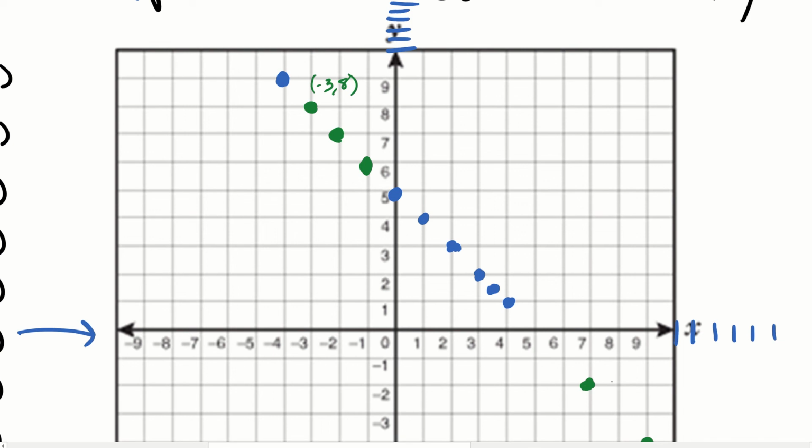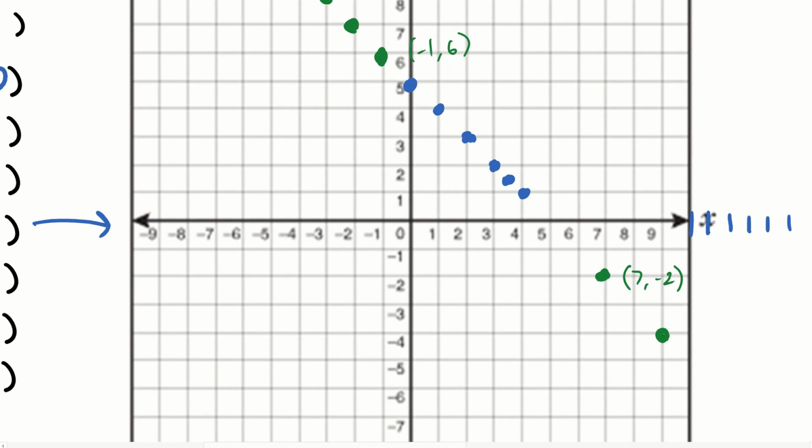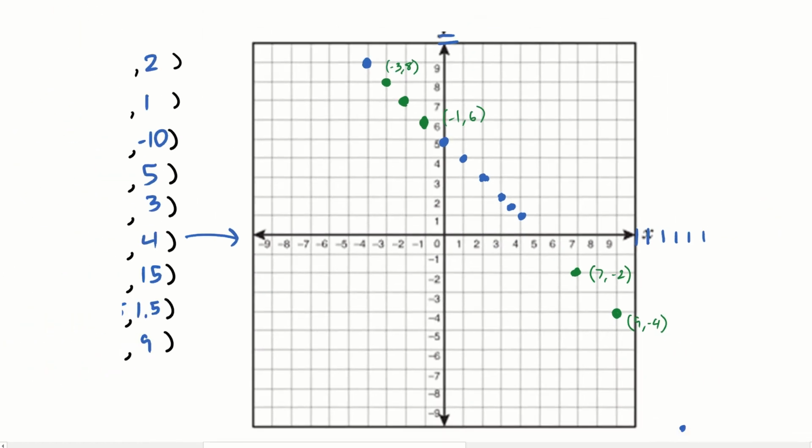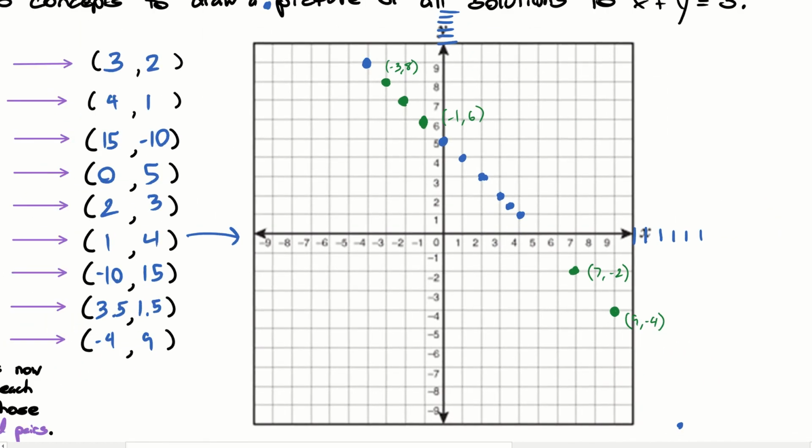Interesting. What about this point down here? 7, negative 2. Let's see here. What's 7 plus negative 2? That's also 5. Okay, this can't be a coincidence, can it? What about this point right here? -1, comma 6. If I add -1 and 6, I get 5. All right, let's just do one more right down here. We got 9 and -4. If I add 9 and -4, I get 5. Okay, that's interesting. Now, those new points, they seem to also be falling in line with the other points.